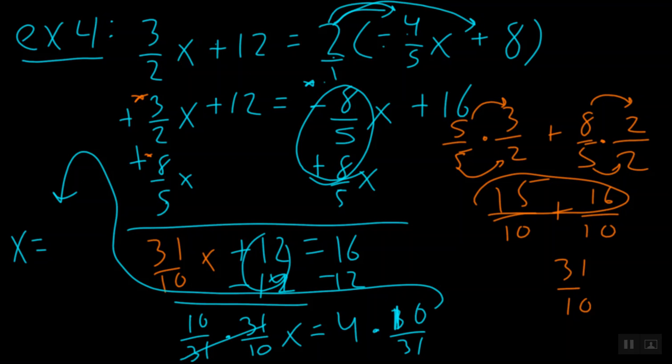X equals, well, this is really 4 over 1. So 4 times 10 on top is going to be 40 over 1 times 31, 31. And we have our answer. X equals 40 over 31.